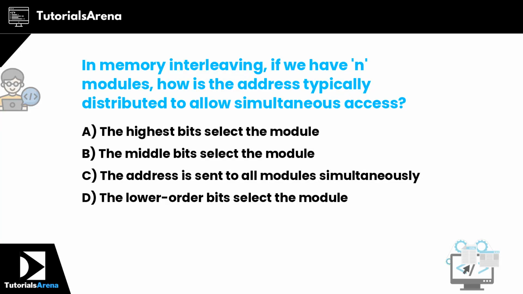In memory interleaving, if we have n modules, how is the address typically distributed to allow simultaneous access? The correct answer is option D. The lower order bits select the module.